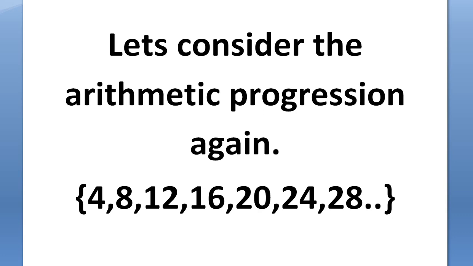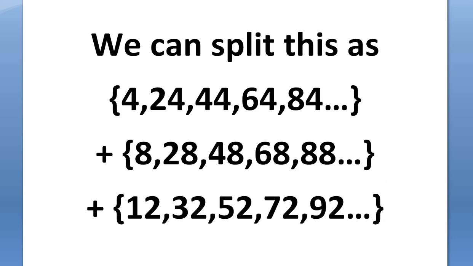So let's consider the arithmetic progression again, which contains all numbers divisible by 4. 4, 8, 12, 16, 20, 24, 28. Again, you'll notice they have a common difference of 4. That's no accident. And we can split this in such a way that we put all numbers that have the same last digit into one group. So the last digits are 4, 8, 2, 6 and 0. We put all the ones ending in 4 together, all the ones ending in 8 and so on.